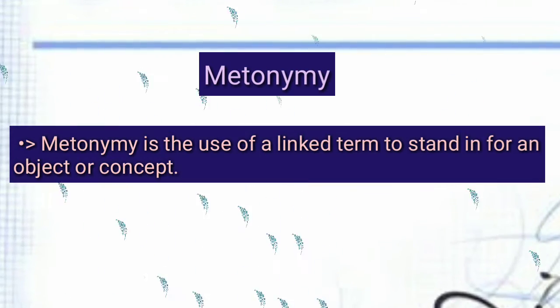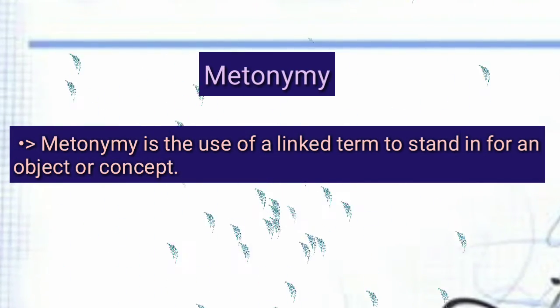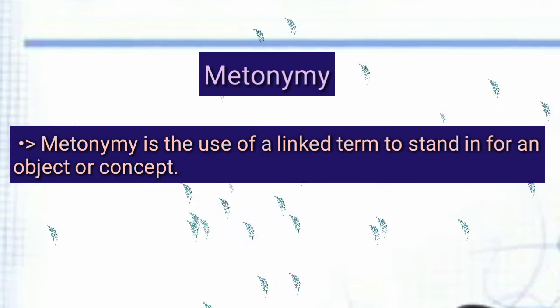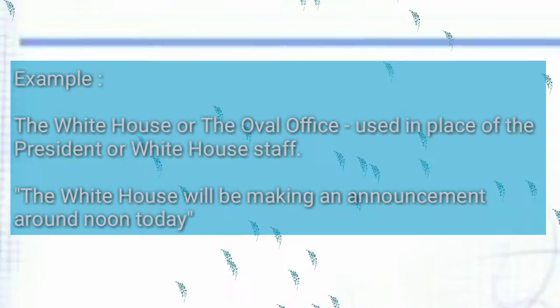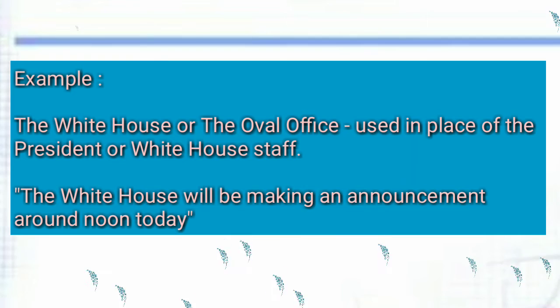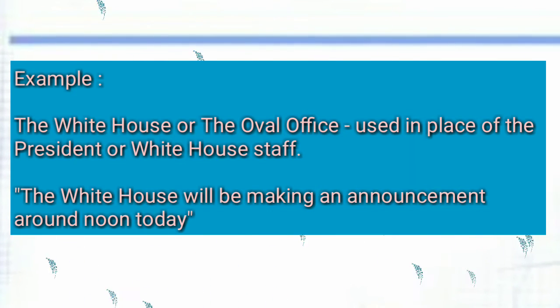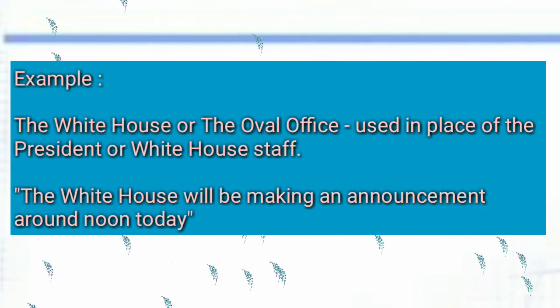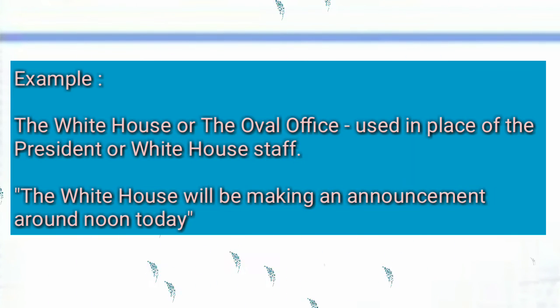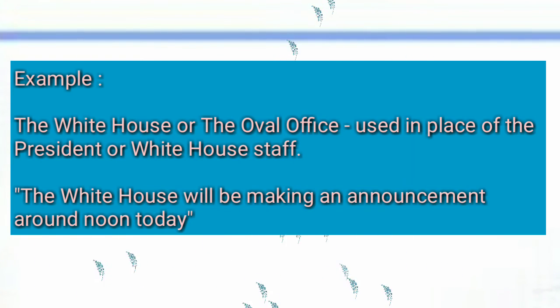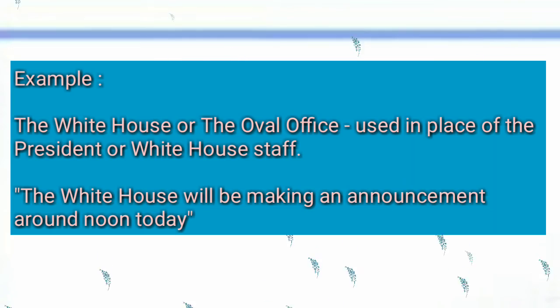And the last is metonymy. Metonymy is the use of a linked term to stand in for an object or concept. For example, the White House or the Oval Office used in place of the President or White House staff. "The White House will be making an announcement around noon today."